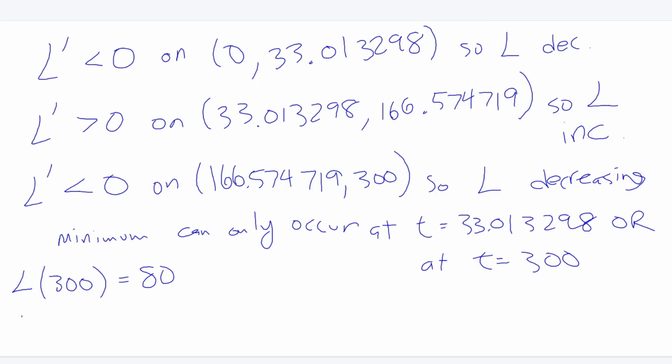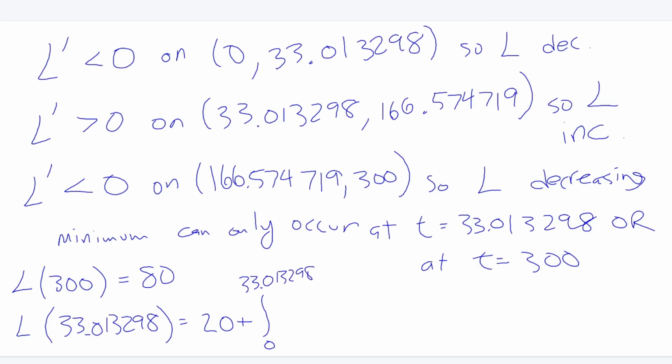And so now we just need to find L of 33.013298, which should be, well, our L function was 20 plus the integral from 0 to 33.013298 of r of t dt, and then minus 0.7 t. And what I'm going to do here is I'm going to put that 0.7 inside of this integral this time.